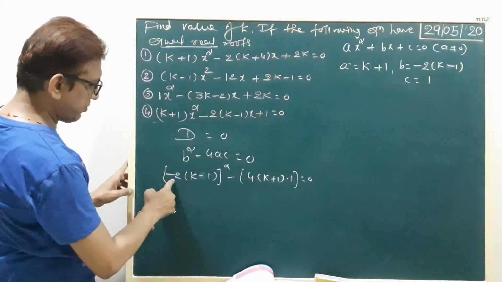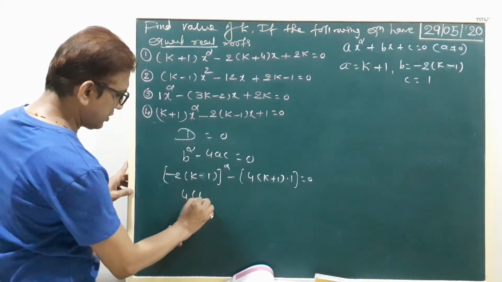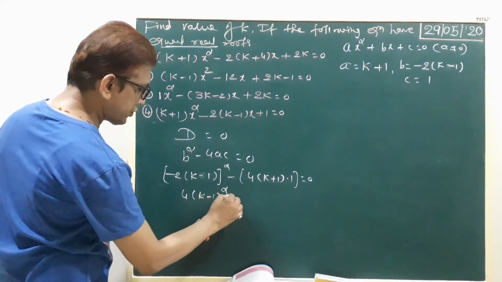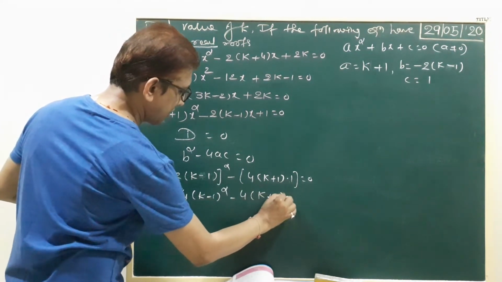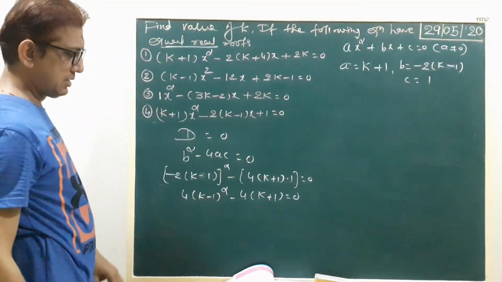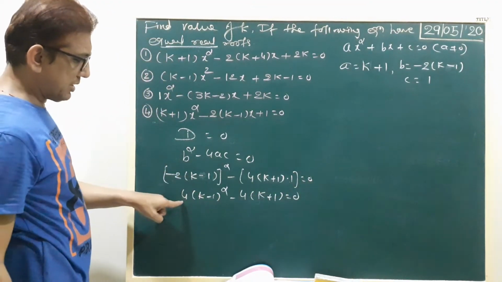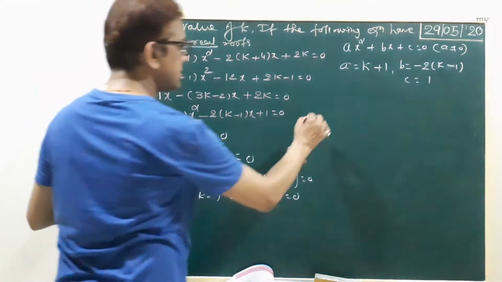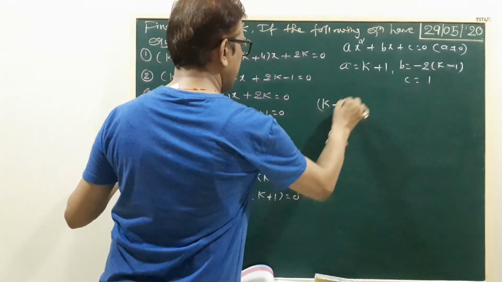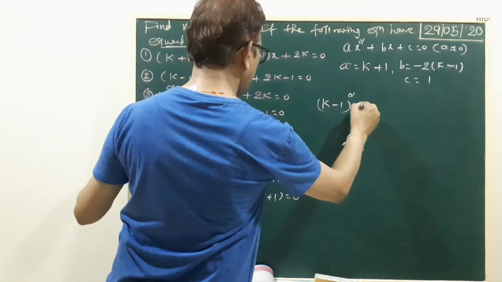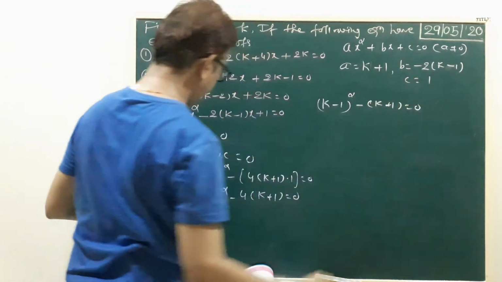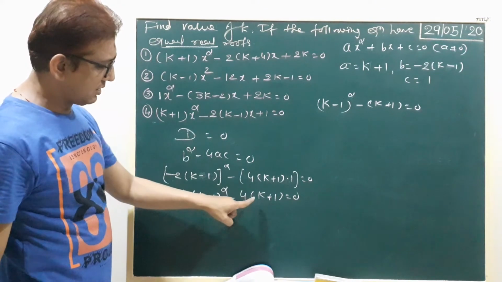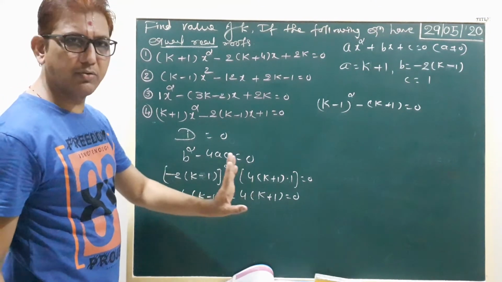So (−2)² is 4, times (k−1)² minus 4 times 1 times (k+1) equal to 0. Clear? Now 4 is common, so the remaining term is (k−1)² minus (k+1) equal to 0.